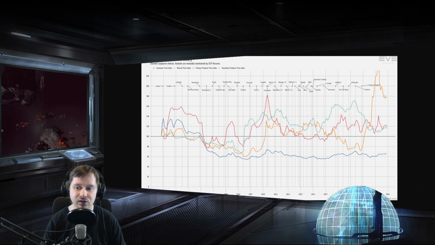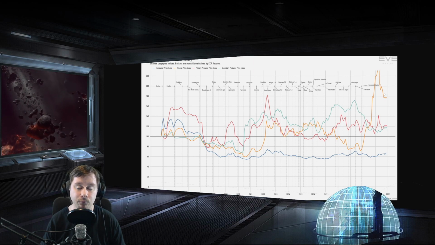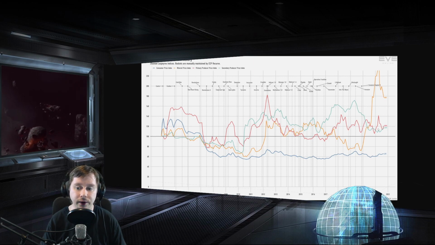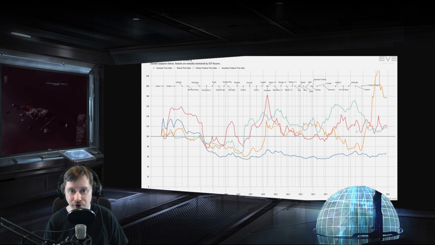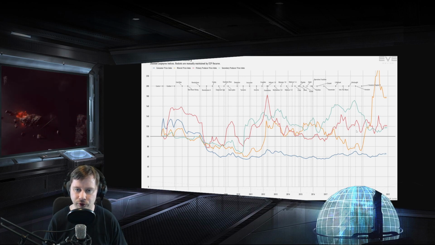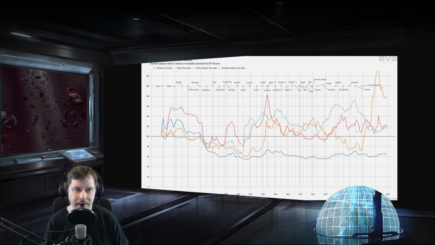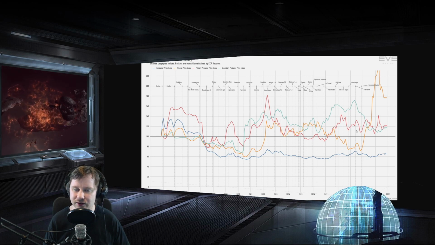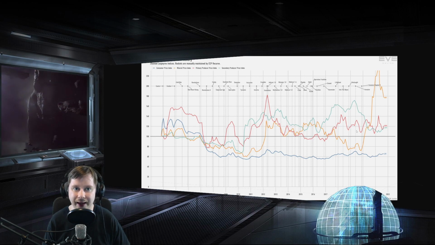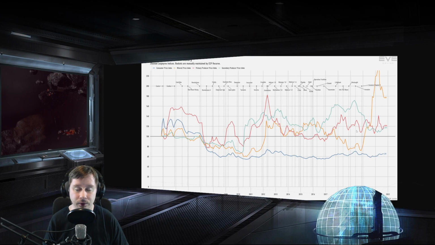But this comeback here is interesting. A pretty sharp drop off, still nowhere near the normal average range, you could say, for the mineral price index. But for me, another sign that CCP will probably not intervene in Tech 1 minerals. I don't expect them to make that even more plentiful or anything like that. I don't expect them to rebalance the mining ships so that they have even bigger yields or anything like that.